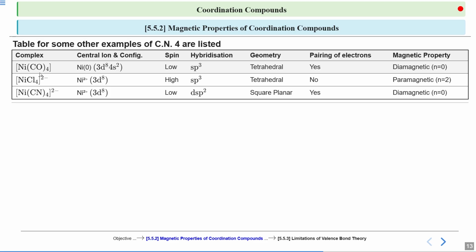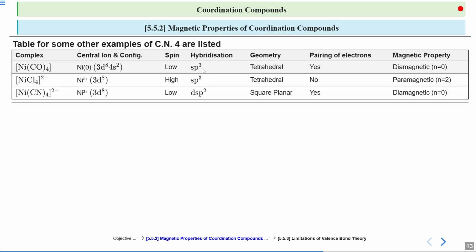First complex is Ni(CO)4, where the central ion is nickel in the zero oxidation state due to the presence of carbonyl ligand, and the configuration it is going to show is 3d8 4s2. The spin it is having is low spin. It is a low spin complex, that means there are no unpaired electrons present. Hybridization it is showing is sp3, that means 1s and 3p orbitals are hybridized. Geometry it corresponds to is tetrahedral.